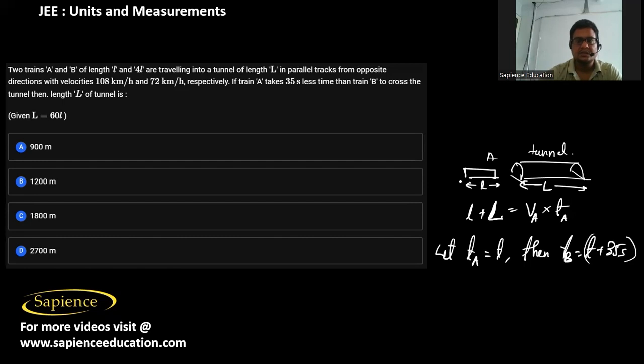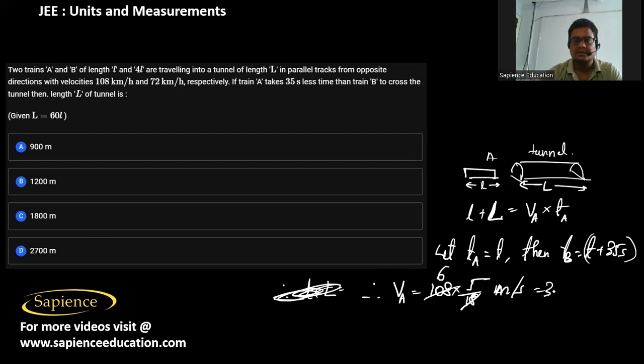Since here it is told that train A takes 35 seconds less time than train B to cross the tunnel. So therefore L plus l will be equal to V into T. Now VA will be equal to 108 into 5 by 18 meter per second. So that is 30 meter per second. And speed of the train B is equal to 72 into 5 by 18, that is 20 meter per second.